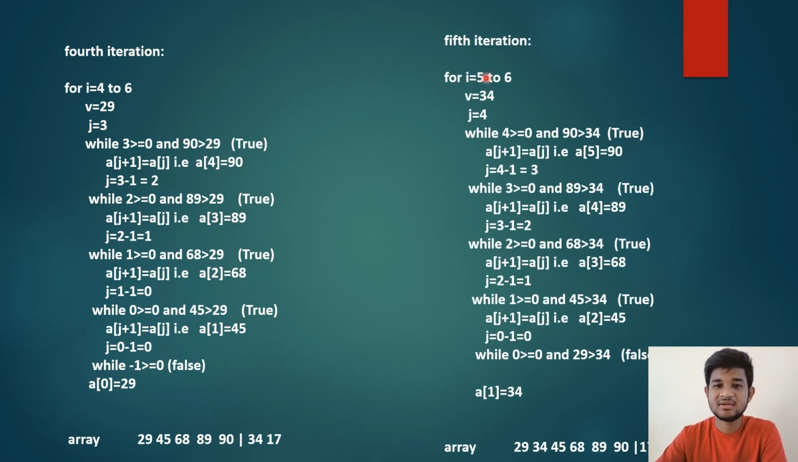Now let us see the fifth iteration where i is equal to 5 and b is equal to 34, j is equal to 4. While 4 is greater than or equal to 0 and 90 is greater than 34, true. Therefore a of 5 is equal to 90 and j is decremented by 1, that is 3. While 3 is greater than or equal to 0 and 89 is greater than 34, both conditions are satisfied, therefore true. Therefore a of j plus 1 is equal to a of j, that is a of 4 is equal to 89, j is equal to 3 minus 1, which is 2. While 2 is greater than or equal to 0 and 68 is greater than 34, where 68 is equal to a of 2 value, both conditions are satisfied, true.